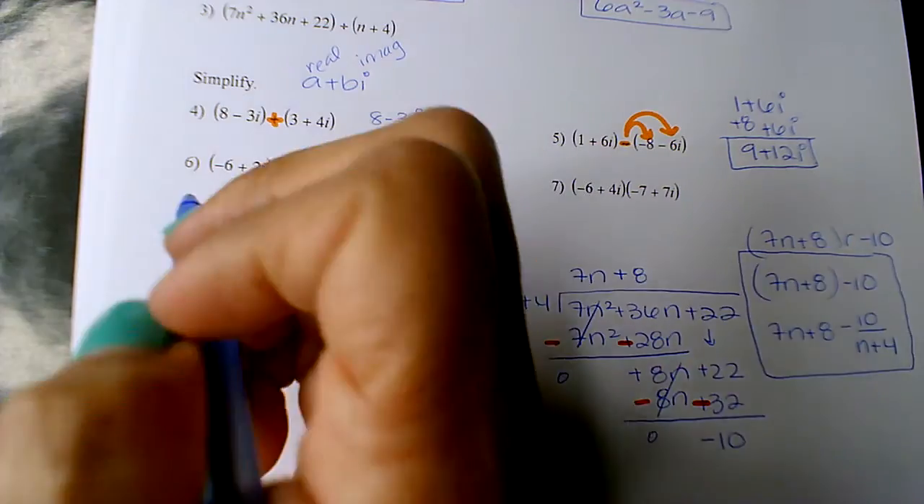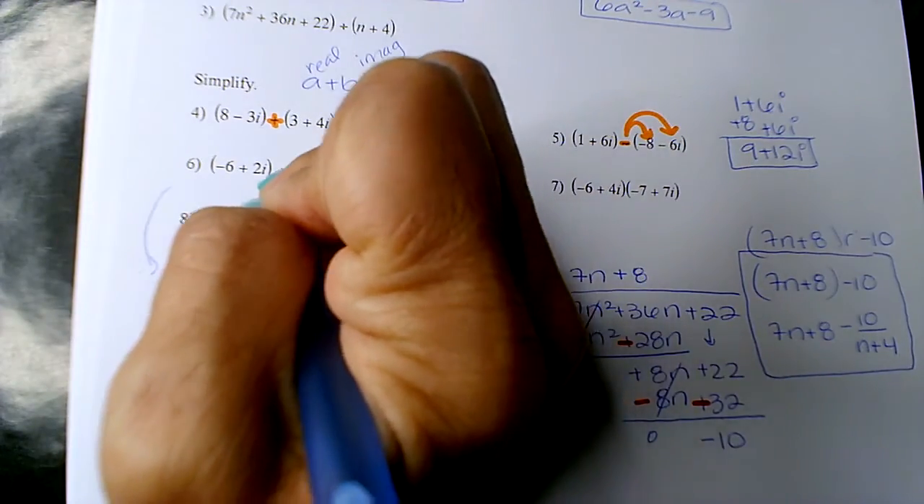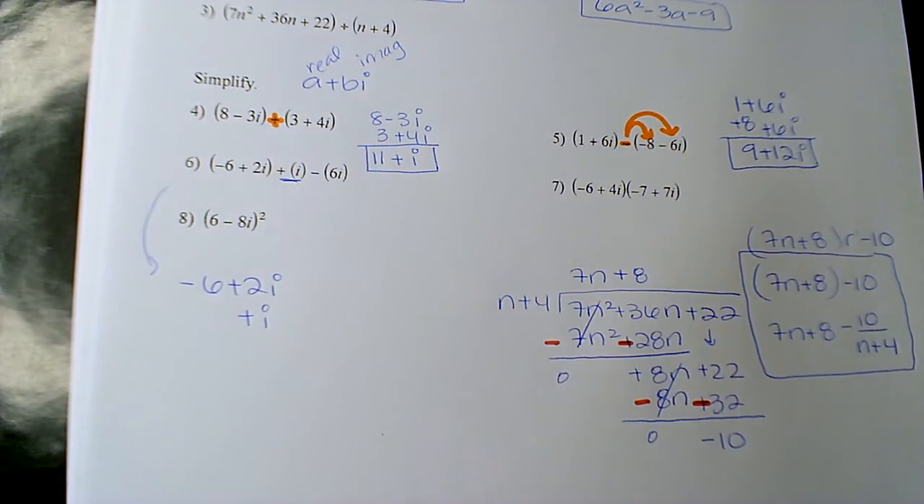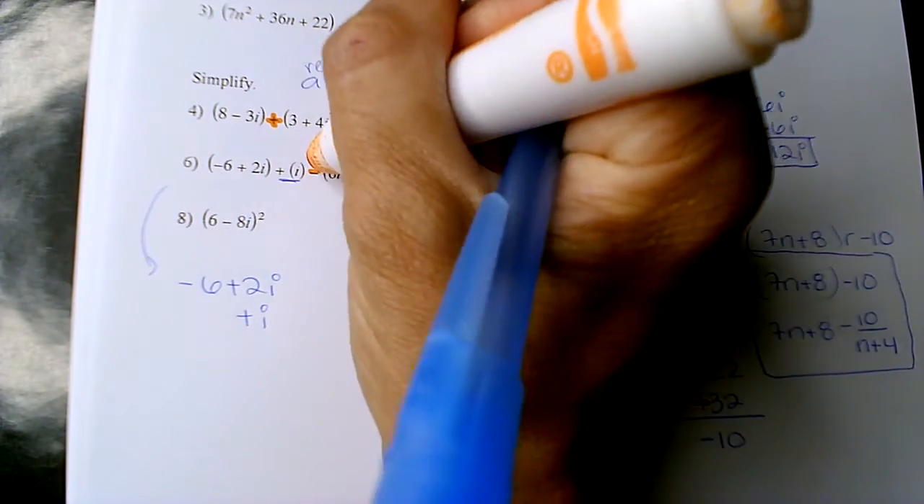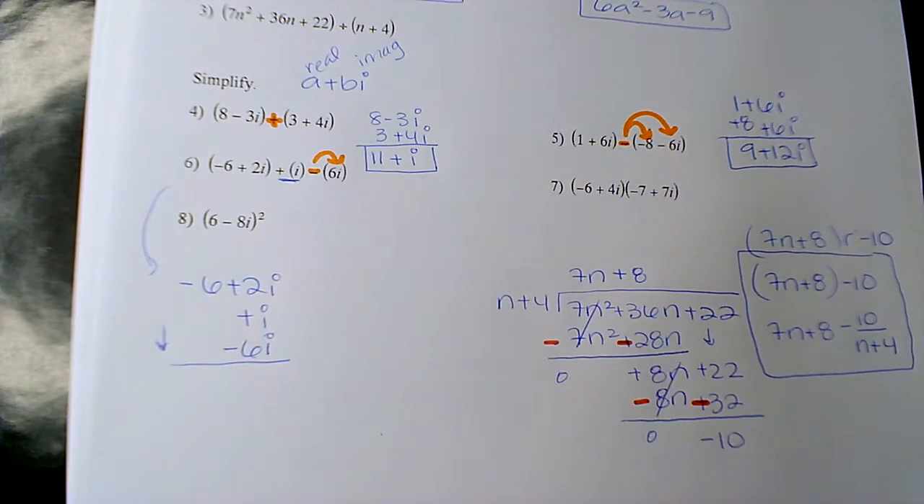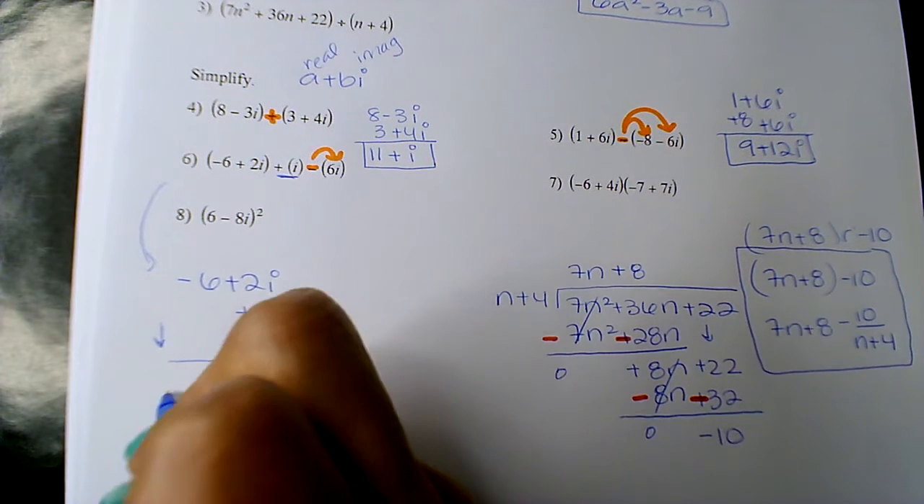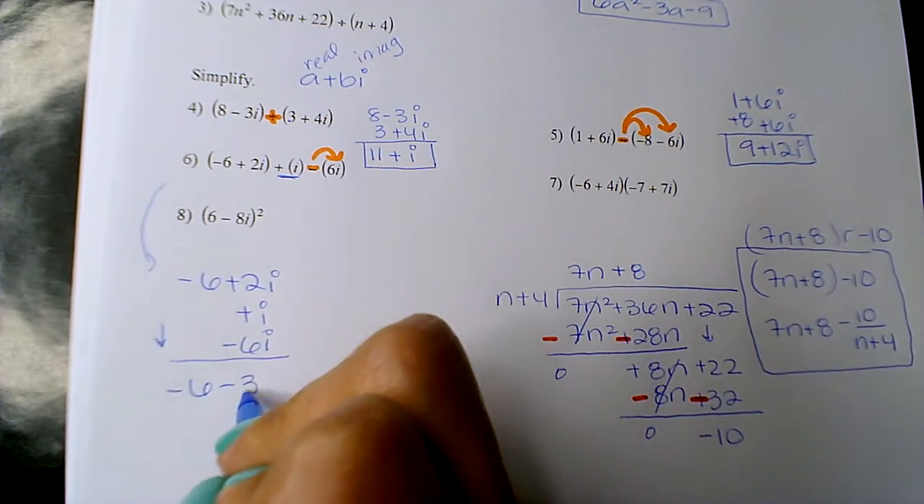So then number 6, I'll take this kind of down here. So negative 6 plus 2i. This is just a positive i. And then this is subtraction to the 6i, so it's minus 6i. And then go ahead and do the arithmetic. Okay, so I get negative 6, and then 2 plus 1 is 3. 3 minus 6 is negative 3i.